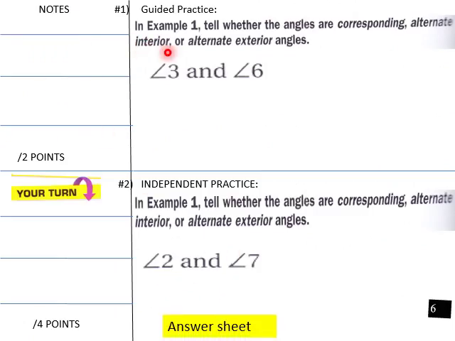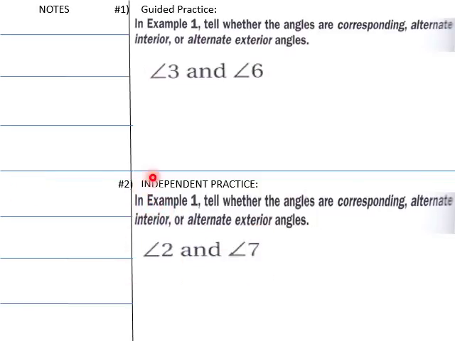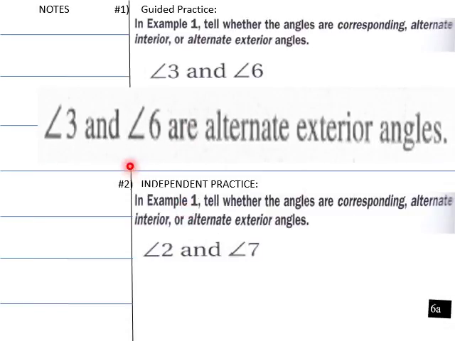Okay, first we get to practice 3 and 6. Tell whether the angles are corresponding, alternate interiors, or alternate exteriors. Pay attention, students, this is yours. So let's do our guided practice first here. 3 and 6 are alternate exteriors. We're going back to example 1.